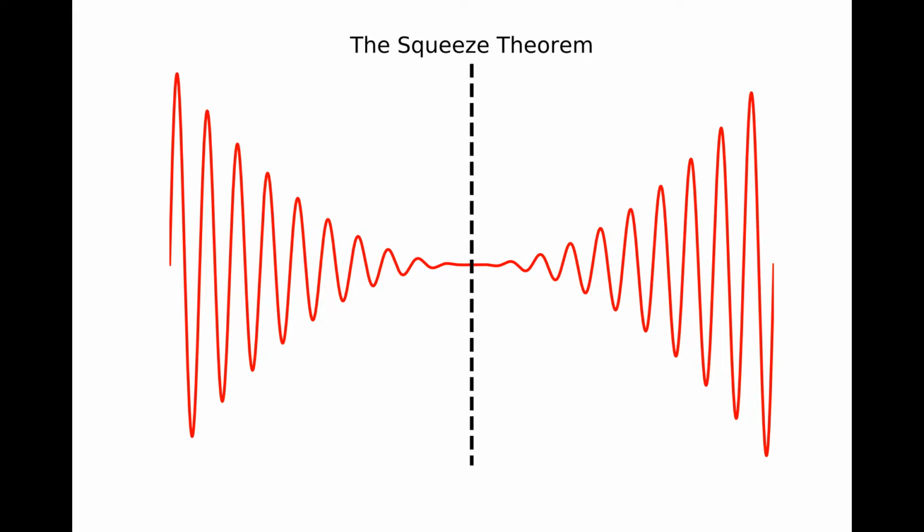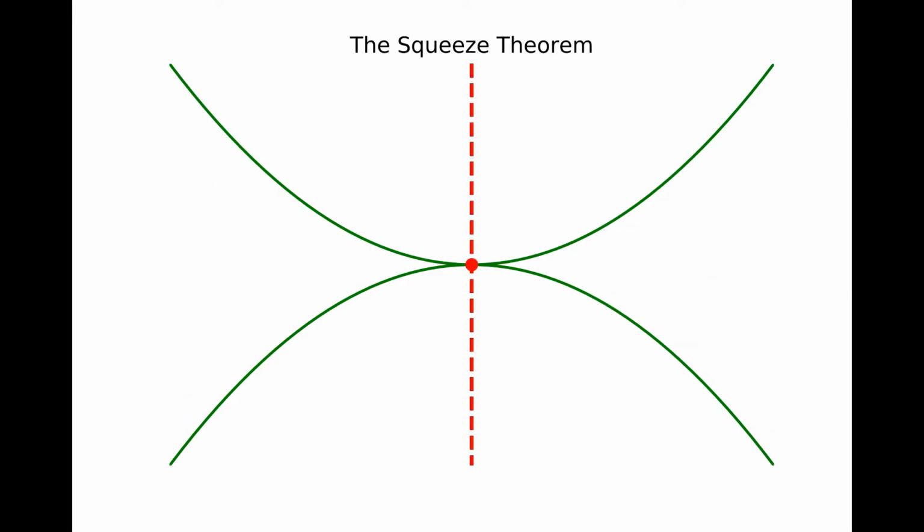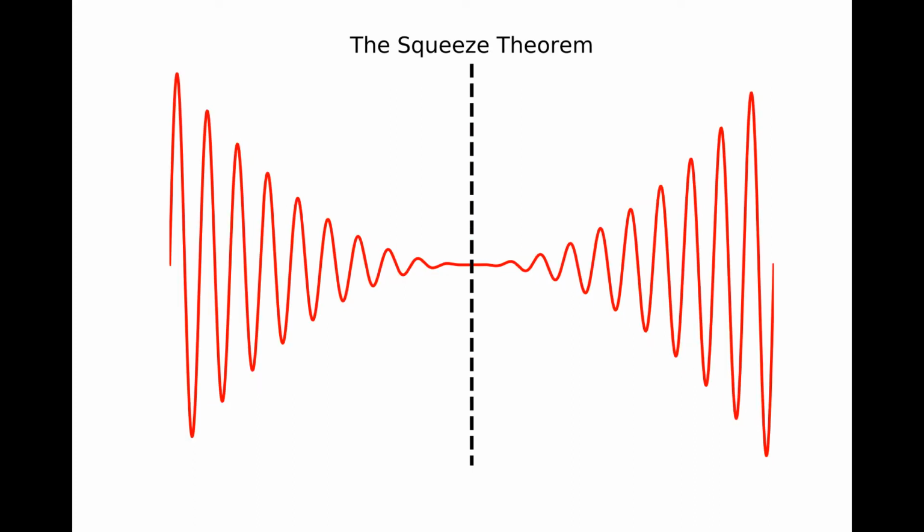Anyway, let's say you have this complicated curve and you need to find its limit. You also know that two simpler lines contain or touch the complicated curve, and we know both of those simple curves have the same limit. The question is, does the complicated curve have the same limit? Well, it turns out that it does.